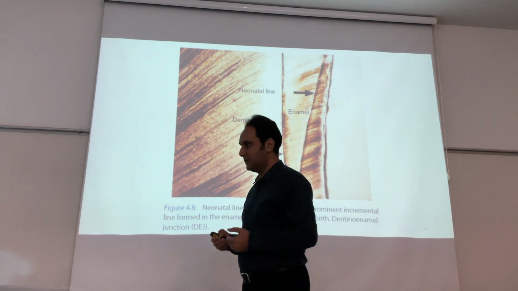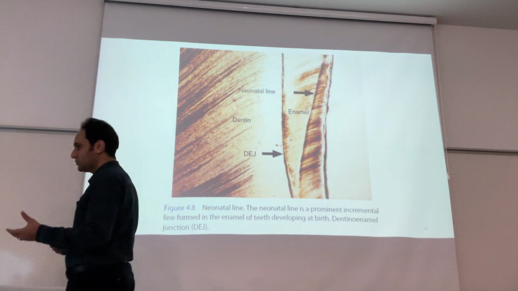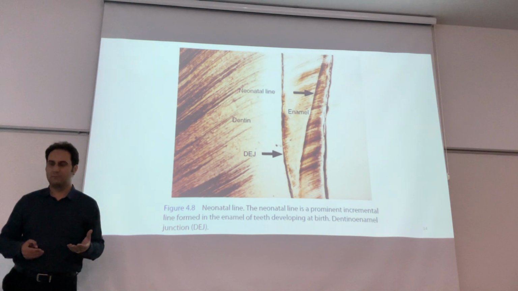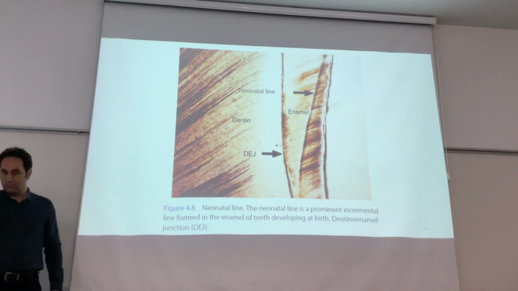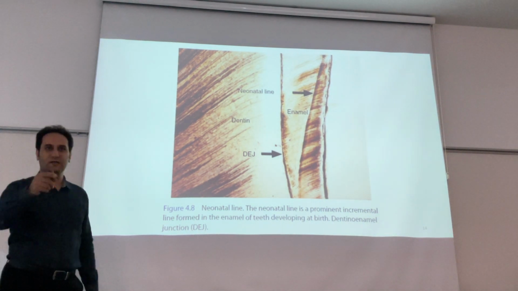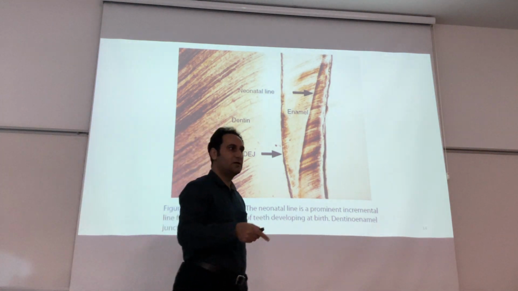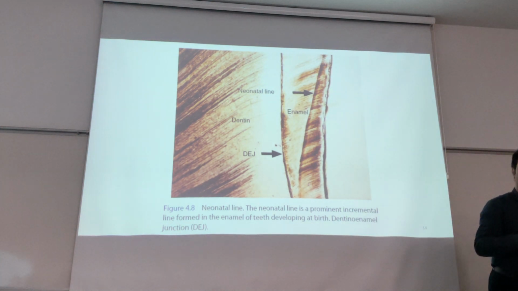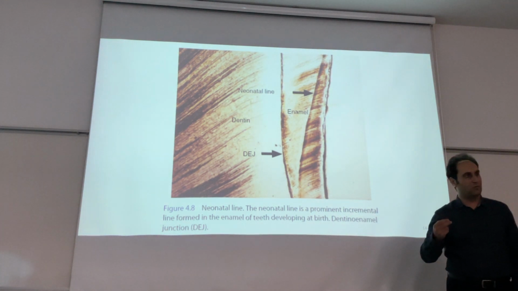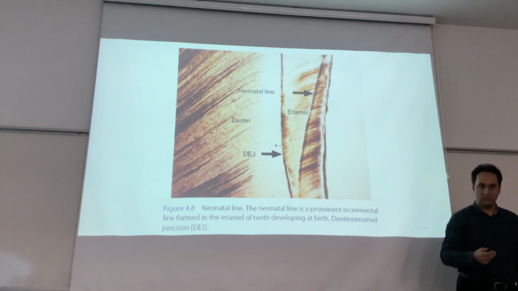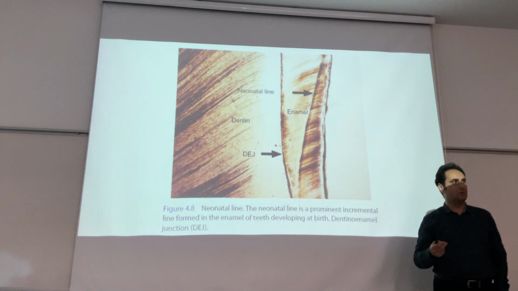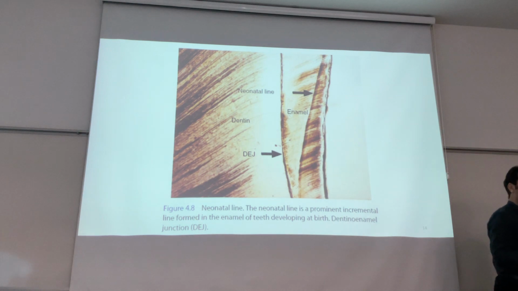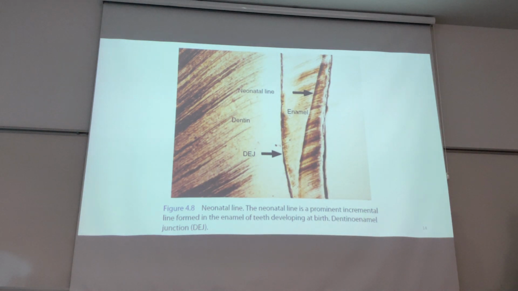Can we see the neonatal line in permanent teeth? We can, because of the development of permanent teeth. Before the birth? Yes, we can see that. Be quiet. Because the permanent teeth start to form before the birth. Okay? So you can see the neonatal line in the permanent enamel.